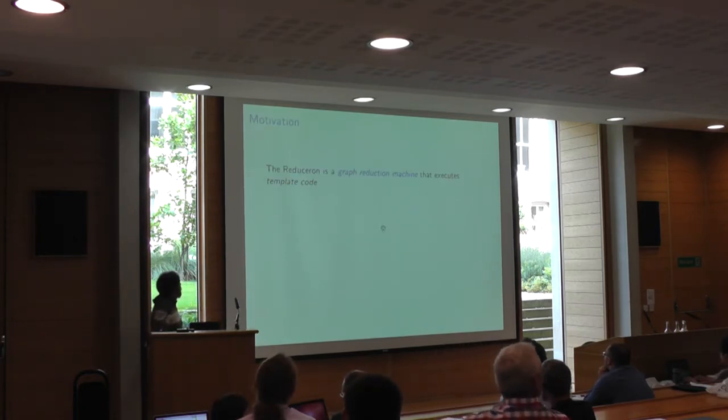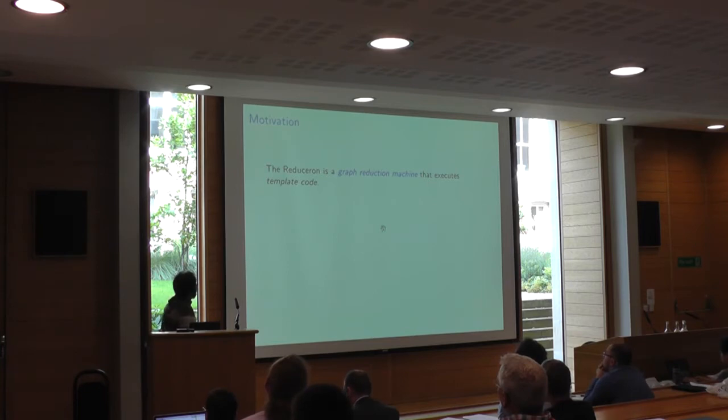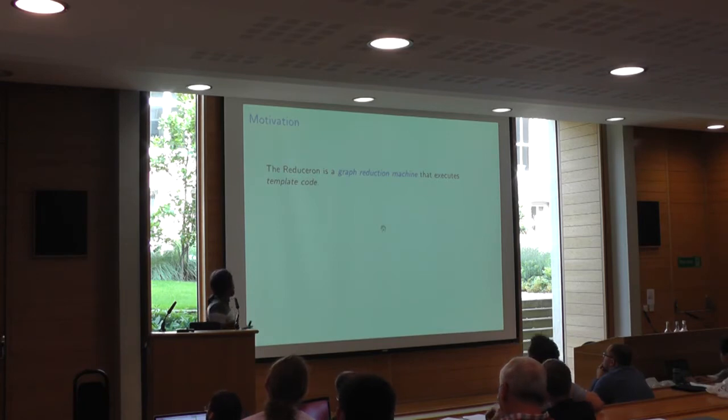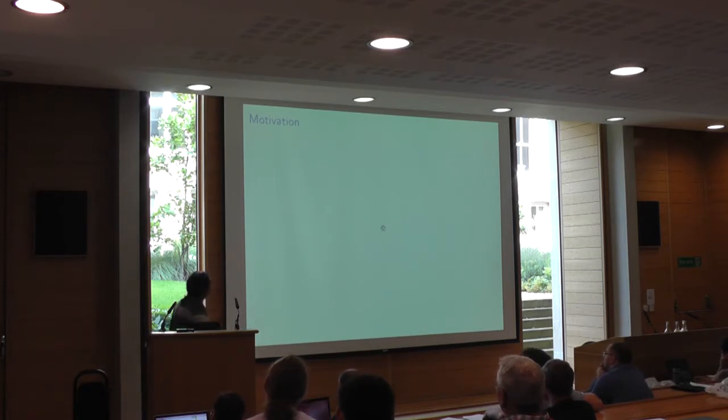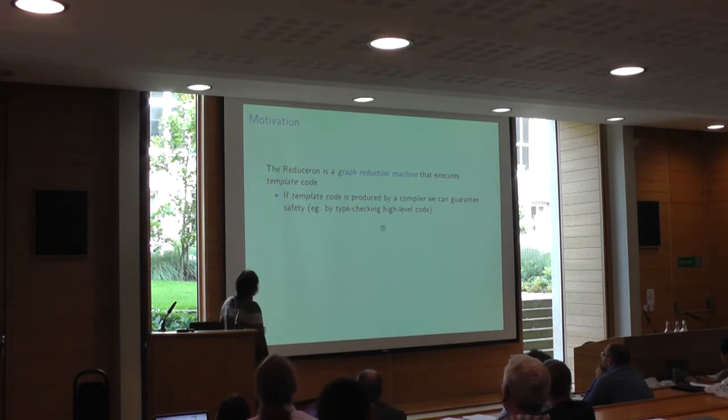Okay, what is my motivation? We have this guy, the Reduceron, which is a graph reduction machine that executes template code. Template code is basically, for those that are not familiar with it, like byte code. Okay, we have this problem.